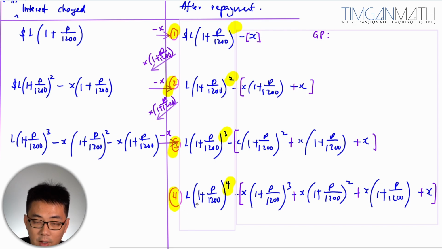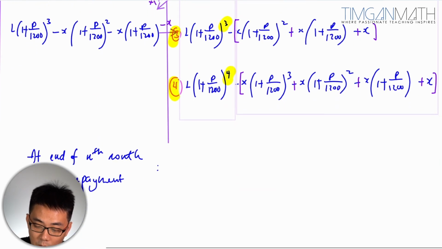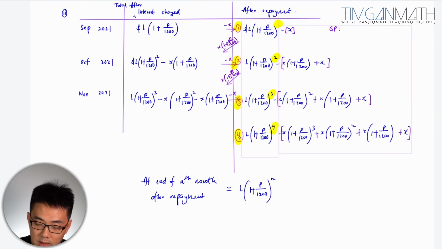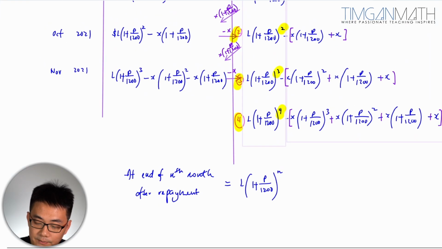So when this is 4, this is L times this whole expression to the power 4. When 3, this is L times this whole expression to the power 3, and L times the whole expression to the power 2. So when it's n, naturally, what you get is L times (1 plus p over 1200) to the power of n. Just look at this: when this is 4, this is 4. So when this is n, you expect this will be power n.